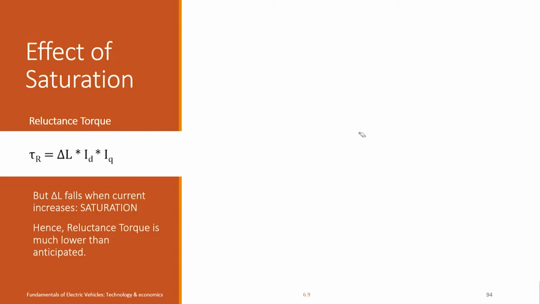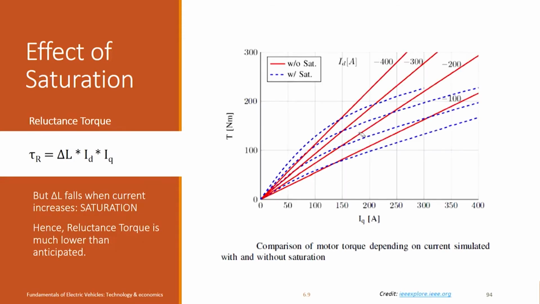So, if we do not take into account saturation as a phenomenon, then we will anticipate that we will get a lot of torque at higher currents due to reluctance, but the actual torque will be much lower than what we are expecting, and this sort of shows.